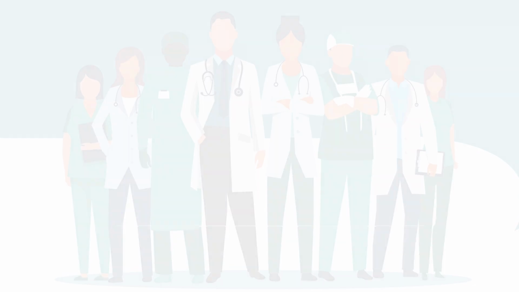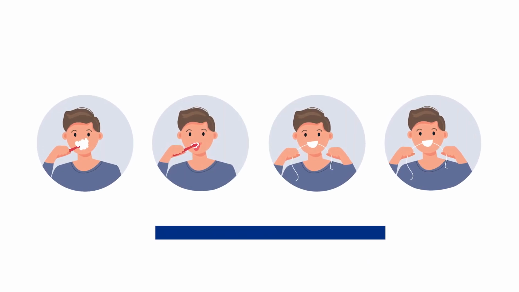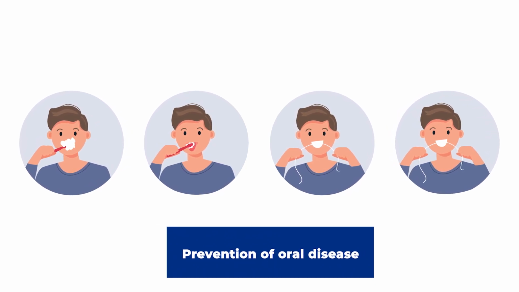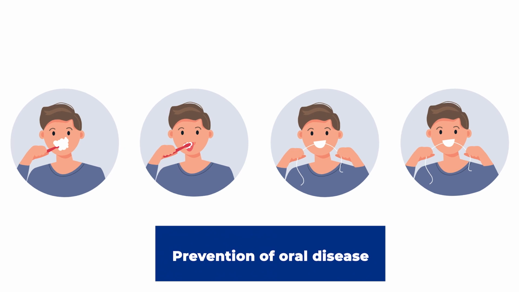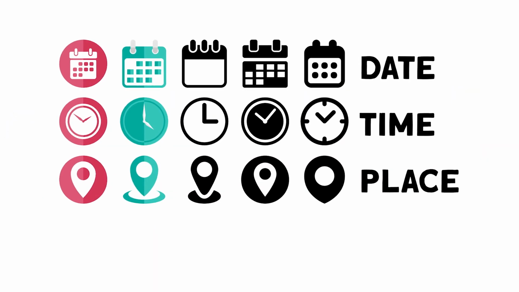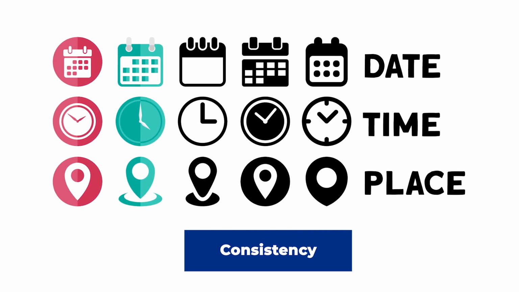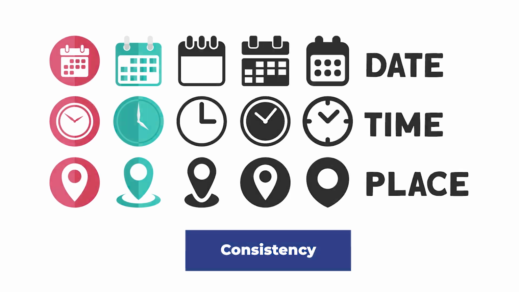A successful oral home care routine is an essential part of preventing progression of oral disease and tooth loss. The oral hygiene routine should be as comfortable as possible for the resident. Details such as the location, time, and position should be explicit, and consistency is the key to developing good habits.